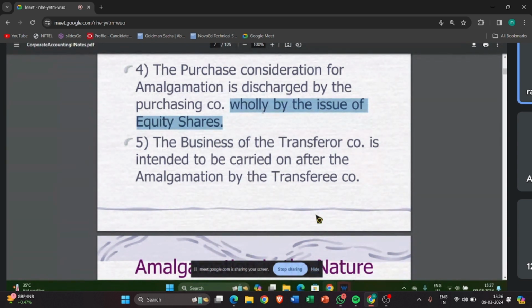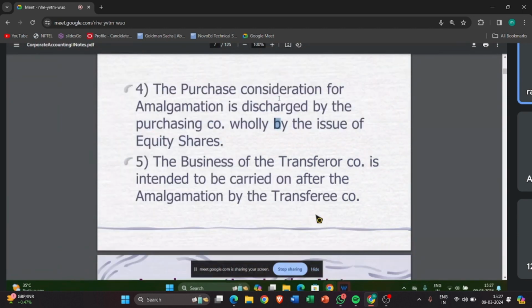When one company is purchasing the other company, it has to pay something in return. If I'm taking over your assets and liabilities, I have to pay you something for that, right? That something is called purchase consideration. So the purchase consideration for amalgamation is discharged by the purchasing company. How will it pay the purchase consideration? Only by issue of equity shares.